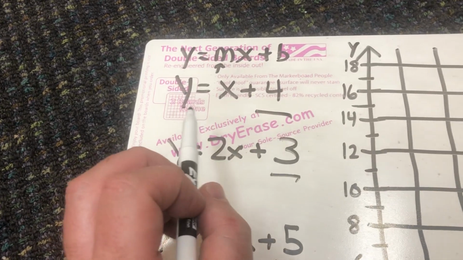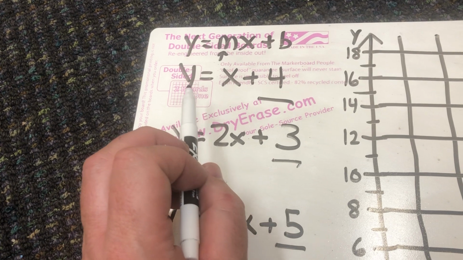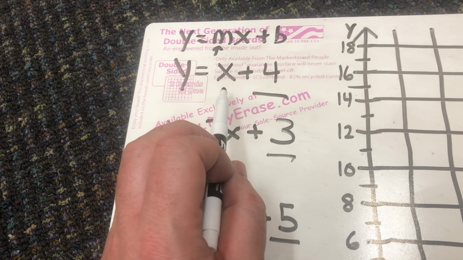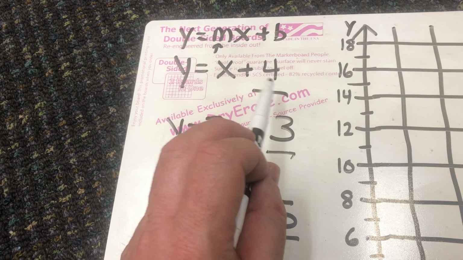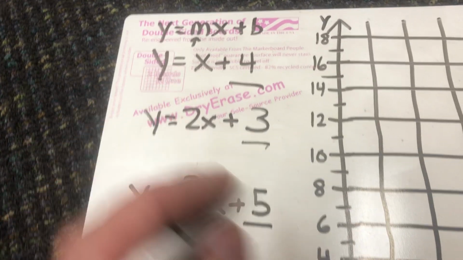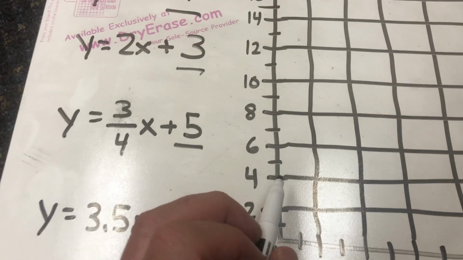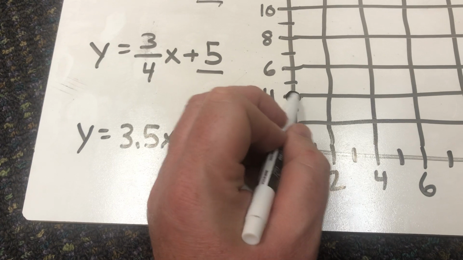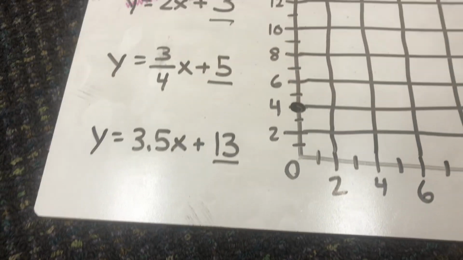And sure enough, if I look at this first equation, y equals x plus 4. When x is 0, 0 plus 4 is 4. So sure enough, for my first line, my y-intercept is going to be 4. When x is 0, y is 4.